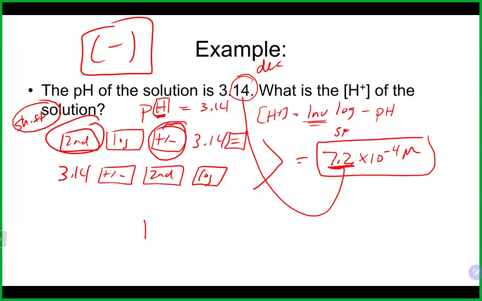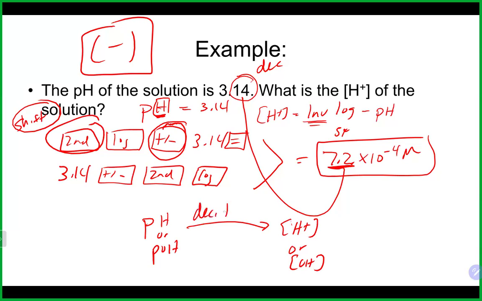So if you have pH or pOH, and you're going to either H plus or OH minus concentrations, it's decimal to significant figures. And if you're going opposite, it is significant figures to decimal. Other questions?